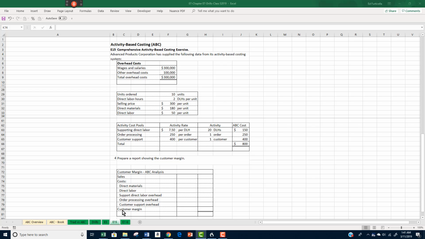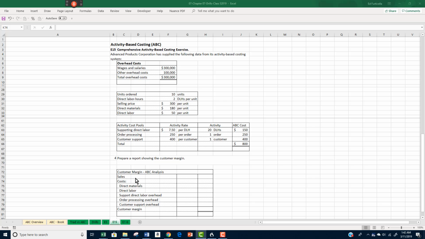In this problem, the opening schedule showed the units ordered, the selling price, and the direct material and direct labor costs for this product. So if we take a look at that again, we'll see that there were 10 units ordered. The selling price was $300 per unit. Direct materials was going to cost us $180 per unit, and direct labor $50 per unit. So the direct materials and direct labor are always going to be given to you. What you're going to be expected to figure out, and what we have figured out, is how to assign manufacturing overhead. Okay, so let's knock out this customer margin report.